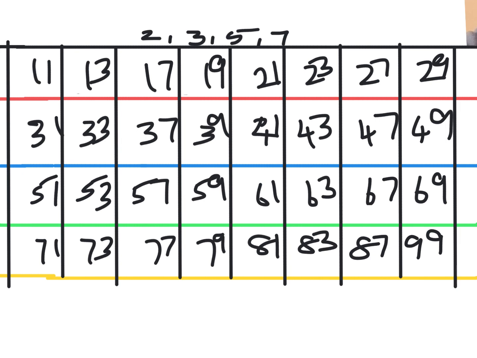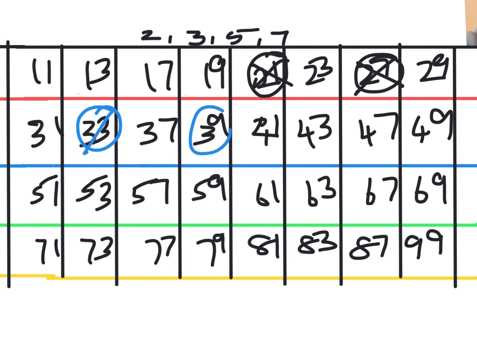Now we find the primes by removing the multiples of 3 and multiples of 7. By the divisibility rule of 3, if the sum of digits is a multiple of 3, like 21 and 27, we can cancel them. Similarly 33 and 39, where the sum of digits is a multiple of 3.